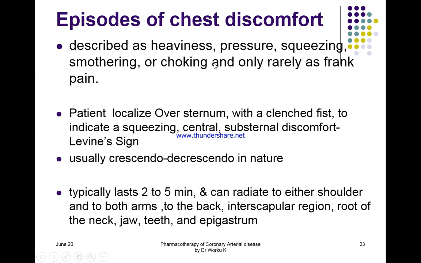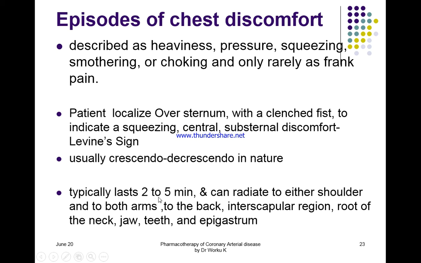Episodes of chest discomfort are almost similar to the previous one, but a milder form. The patient will describe heaviness, pressure, squeezing, smothering, and choking, and only rarely frank pain. It's not frank pain, but a bit of heaviness around the sternum. The patient localizes it over the sternum with a clenched fist to indicate squeezing central and substernal discomfort, what we call Levine sign. It is usually crescendo-decrescendo in nature. It will start with a severe form, but it will decrease in terms of severity, duration, and frequency.